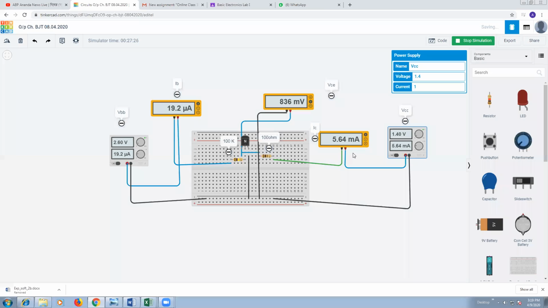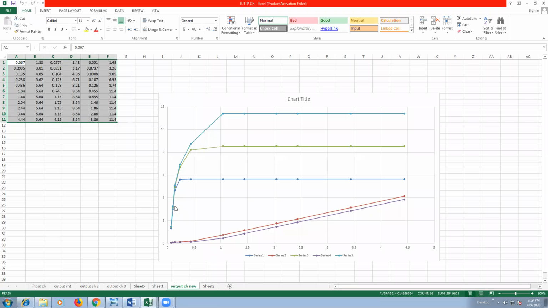At 1, 1.2 and 1.4, VCE is also varying, but IC becomes constant. So we get this type of graph. You can see initially it will increase linearly, after that it will become saturated. For the three sets of readings, you will get this type of characteristic curve.